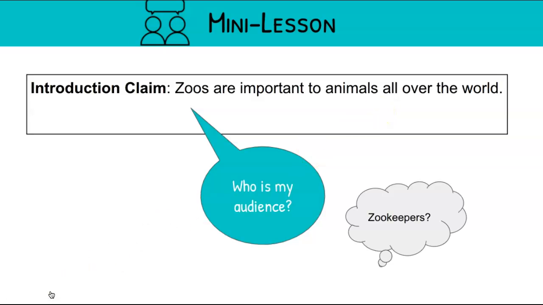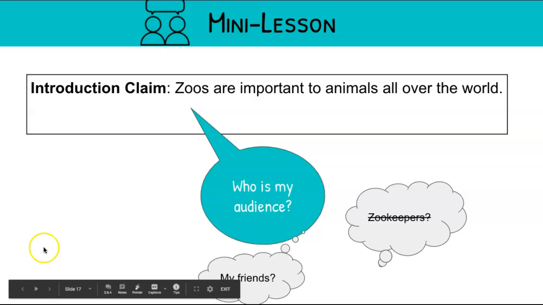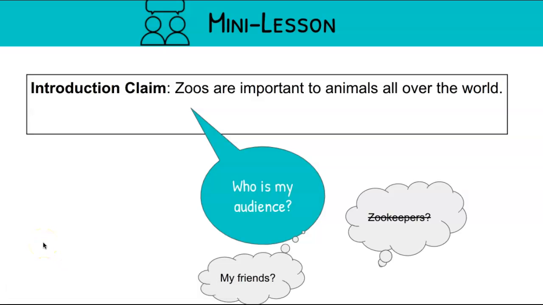Am I trying to convince zookeepers? I mean, they probably care a lot about zoos, but they probably already agree with me. They probably already think that zoos are important, so I don't really need to convince them. What about my friends? I might have some friends that don't think zoos are important, so I might want to convince them. But do my friends have any power to do anything about zoos? I don't really think so.